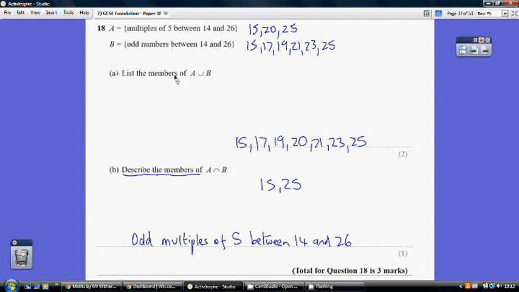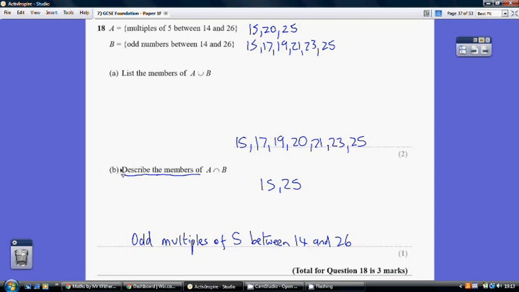Now part A, list the members of A union B. Now union means they're either in A or in B or in both. So that's basically all these numbers, but not double counting them. So 15, 17, 19, 20, 21, 23 and 25.